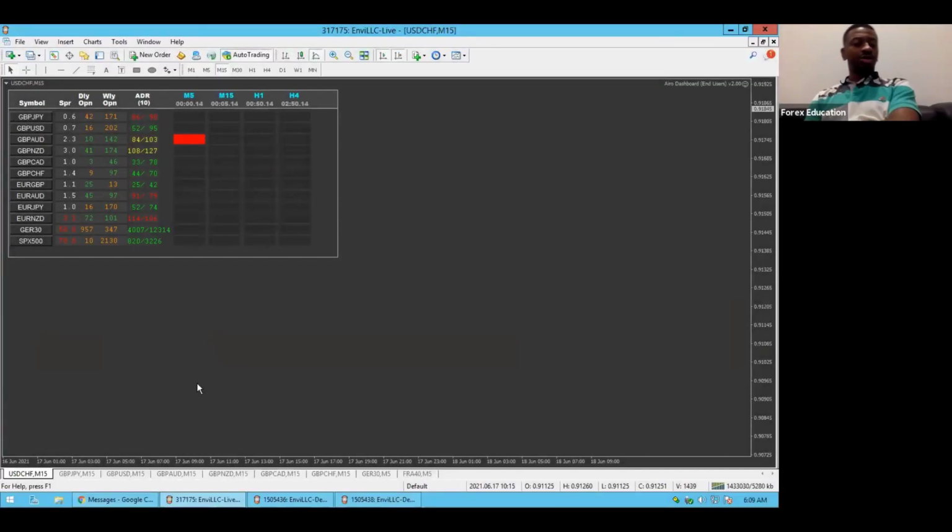So look at the chart here. Look at the dashboard. We see here we've got 3 of the pound pairs are up, 3 are down for the day. All right. Euros, we got 3 up for the day, 1 down. German 30 is down for the day. S&P 500 is down for the day. All right.